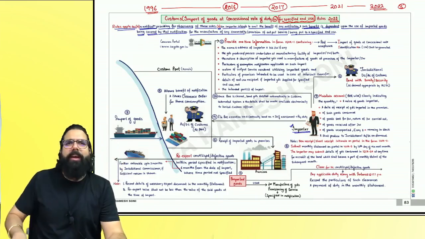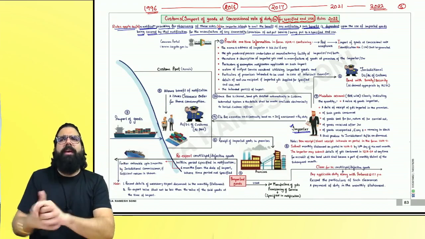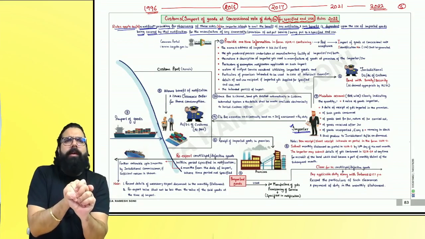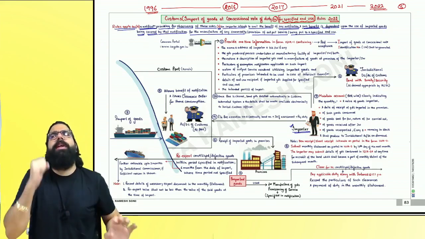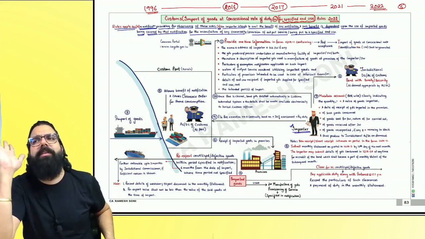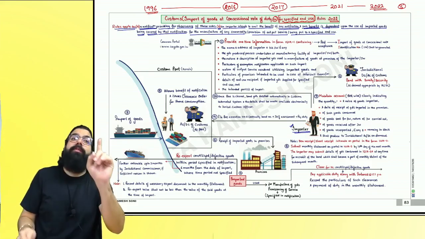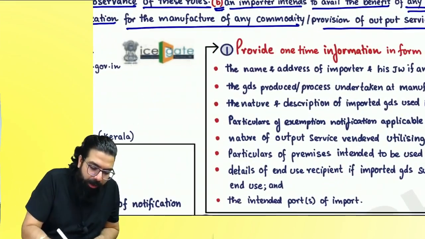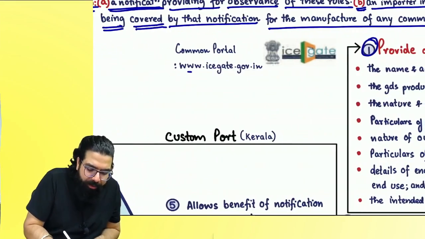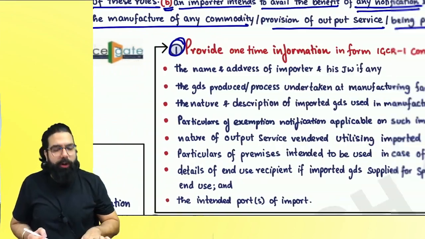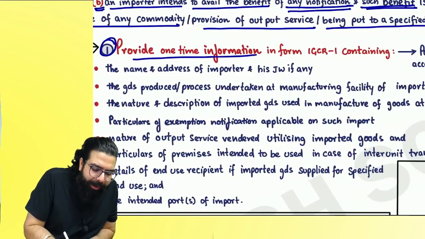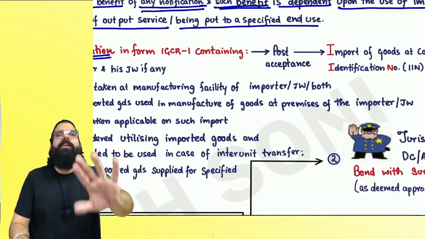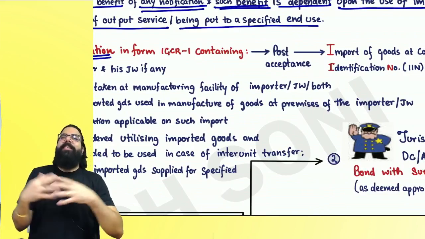People, listen to me very carefully. If there is an exemption notification which says you can import parts of mobile phone and use it to make mobile, and you will get a concession of 20% and you have to pay only 10% rate of duty, then first, if you want to avail the benefit of the exemption notification, first step, number one, you have to go to the IceGate ka website, which is the common portal, icegate.gov.in, and you have to provide one-time information.